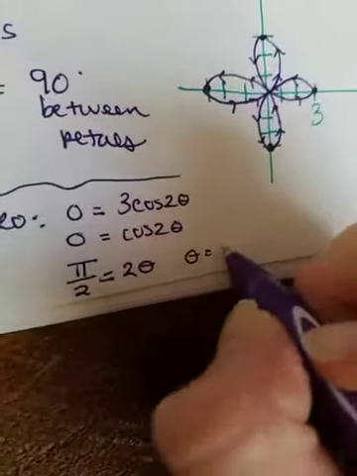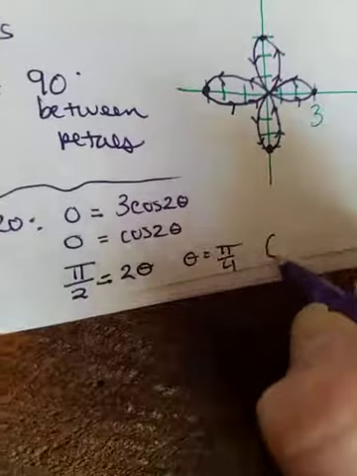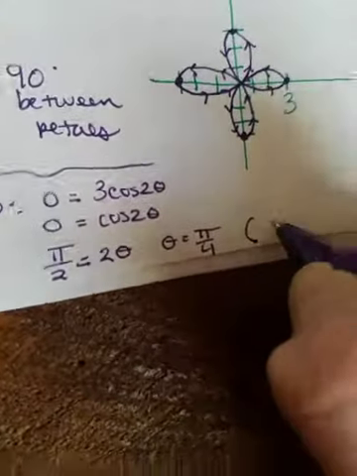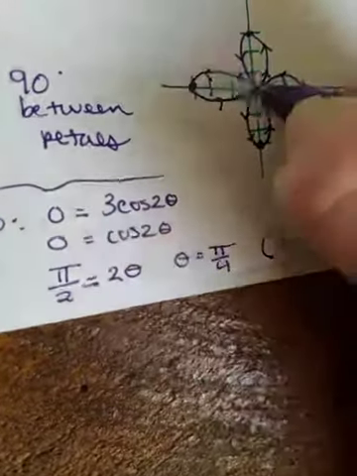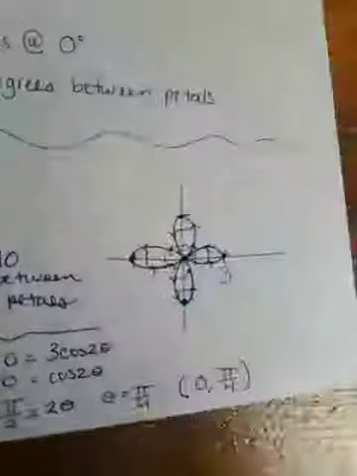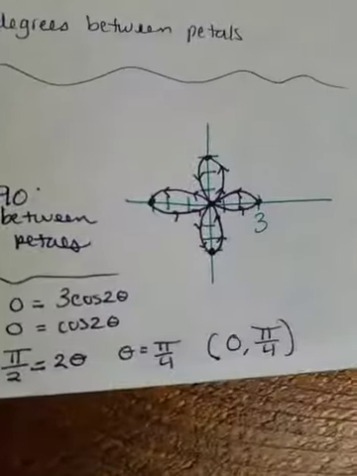So theta is pi over 4. So I mean, technically, that's the point. Your r is 0, theta is pi over 4. So it is part of the graph. It's just not part of the table. And there is your rose. How pretty.